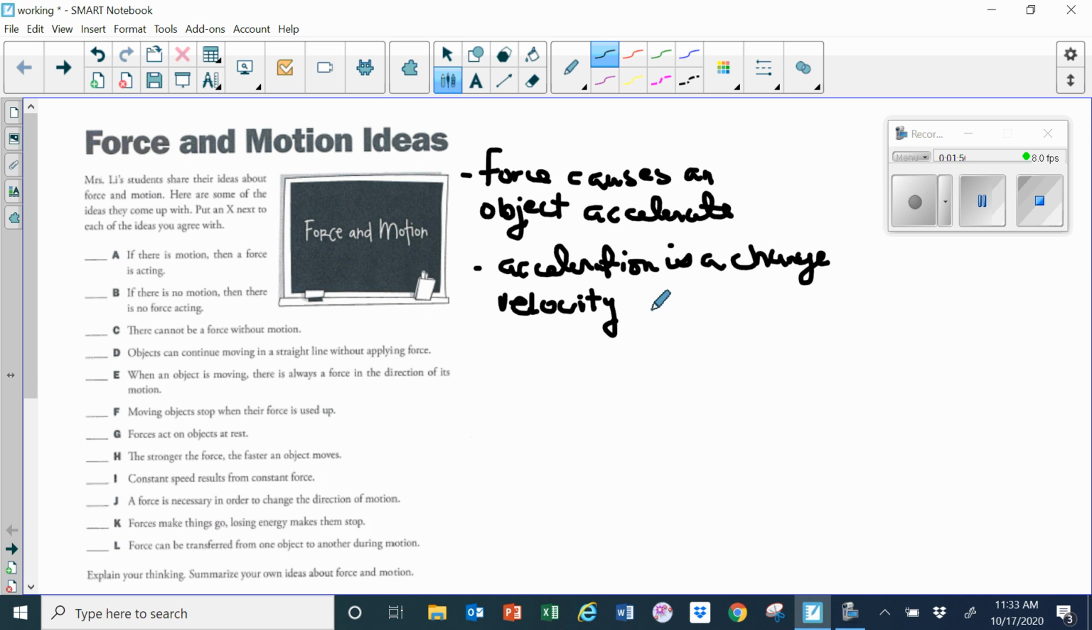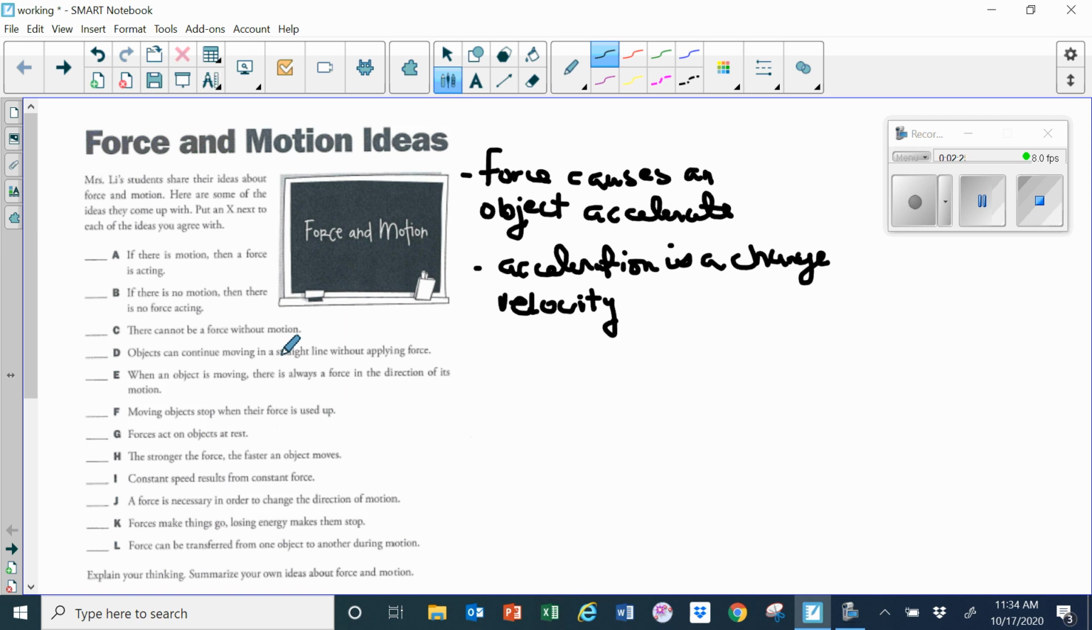Okay, so with that said, let's talk about this group of ideas here from A to L, and this talks about how we can define motion and forces and relate those two things. These are some possible ideas that you could come up with that help define what forces are and how they relate to motion. Okay, so let's talk about them. Let's talk about number one right off the bat. If there's motion, then a force is acting.